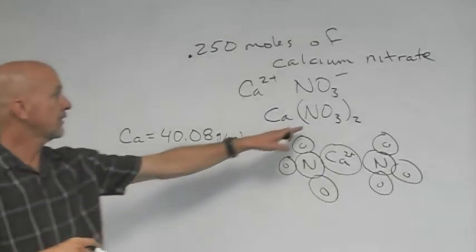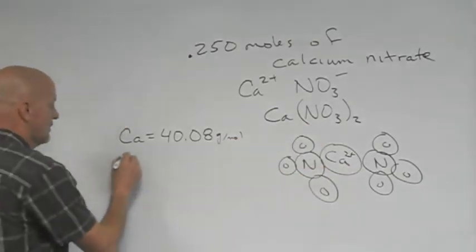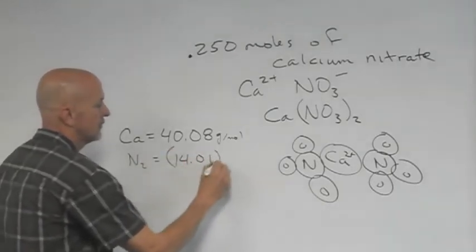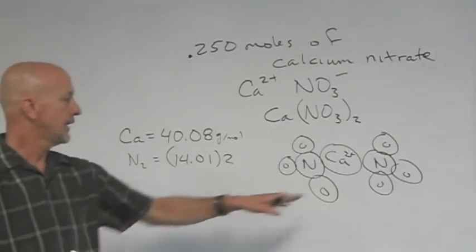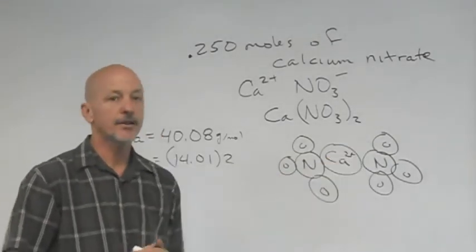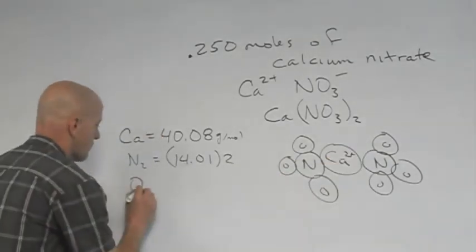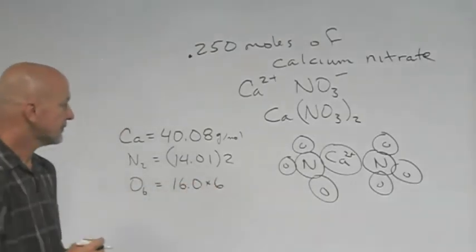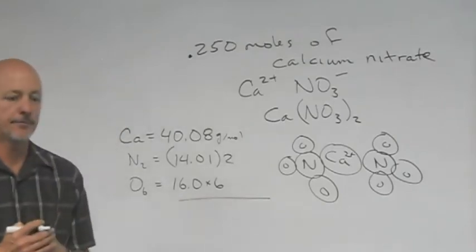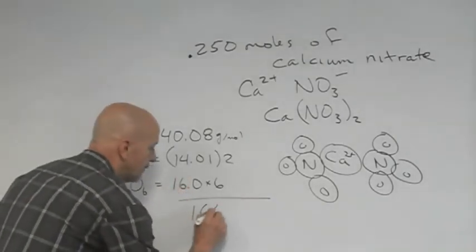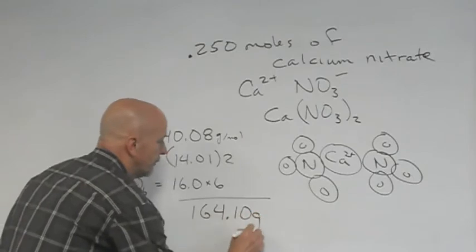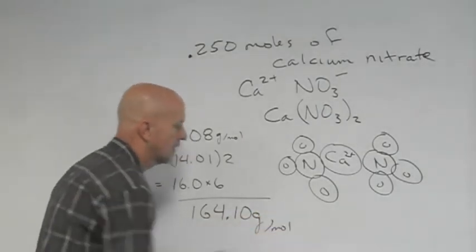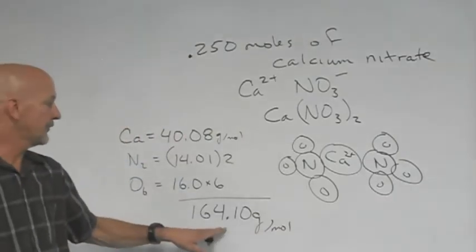I have NO3. I have 2 nitrogens, 14.01 twice. I have 1, 2, 3, 4, 5, 6 oxygens, 16.0 times 6. And we're going to total that all up. We get 164.10 grams per mole. There's the molar mass. So I know 1 mole has this mass.